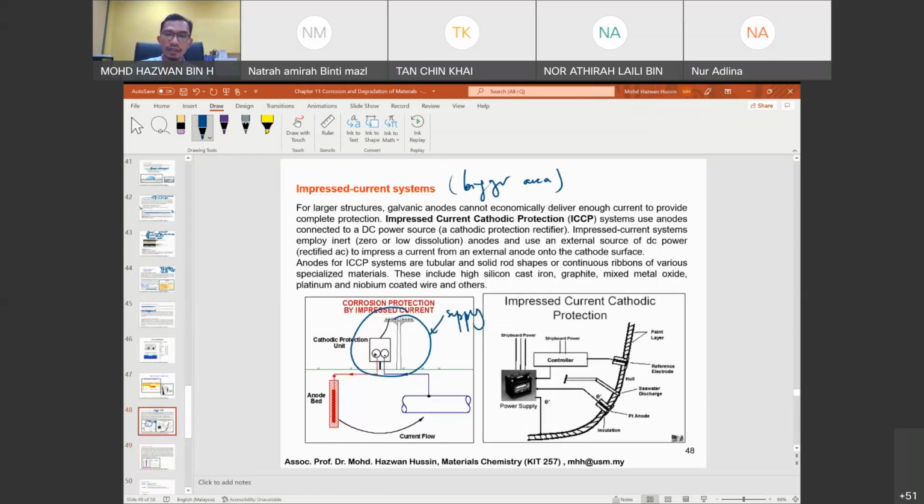So it is the same concept as cathodic protection, except that for this ICCP technique, you should add the rectifier as the supply. Then the current flow can occur, even if it is a few kilometers away, a few distances away.